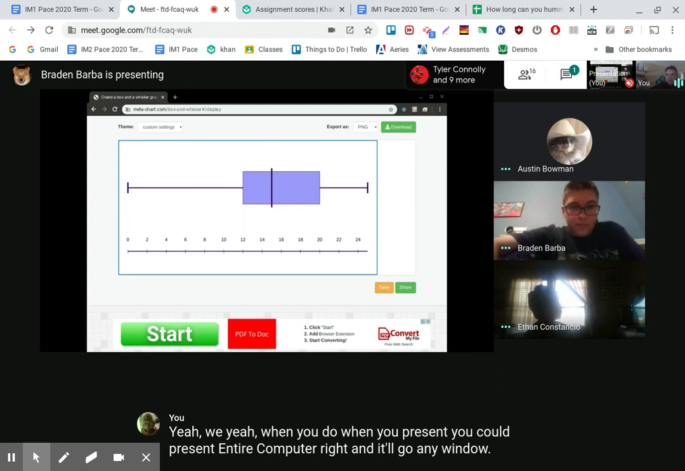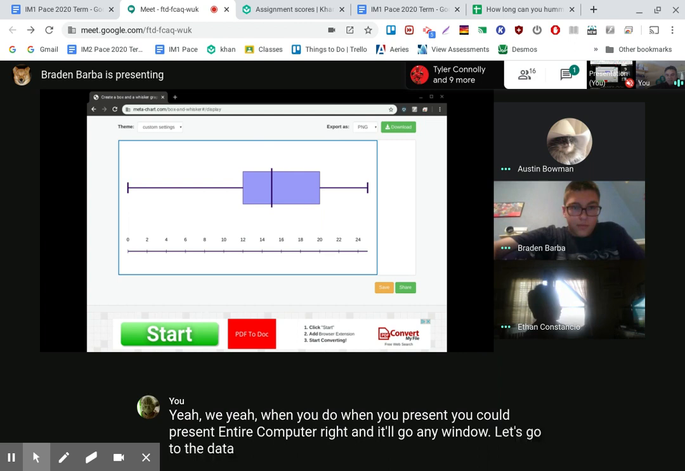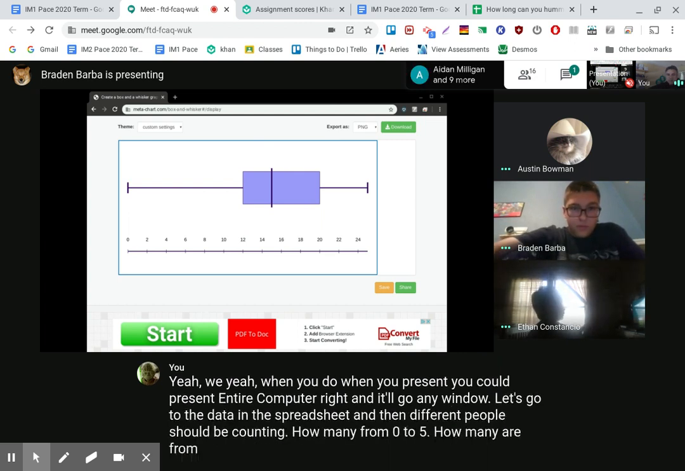Let's go to the data in the spreadsheet, and then different people should be counting how many are from 0 to 5, how many are from 6 to 10, and so forth.